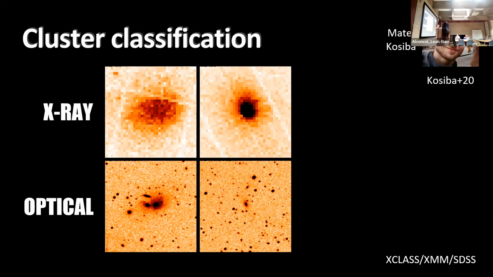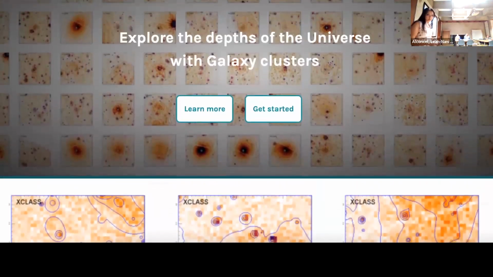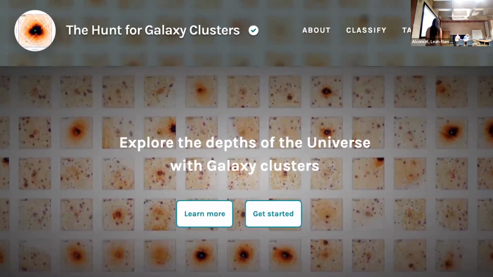And this was fine when we were working with XMM and Chandra, when maybe we would get, I don't know, 200 galaxies, 300 galaxies to look through. But with eROSITA and Euclid, we'll be getting tens of thousands of galaxy clusters. And in that sense, it's no longer going to be feasible to do this by hand anymore. And so Mate, who is now doing a PhD at the University of Turin, developed this Zooniverse project.